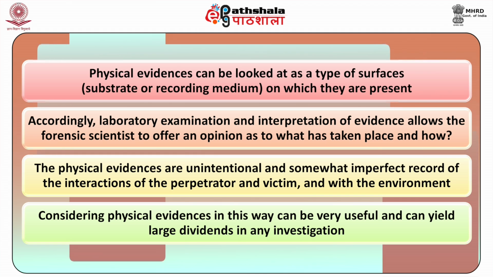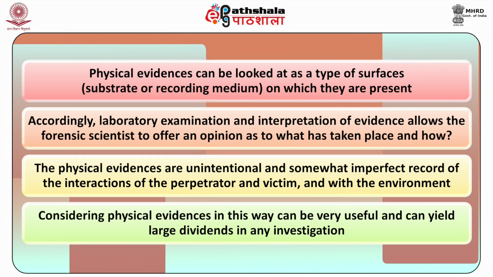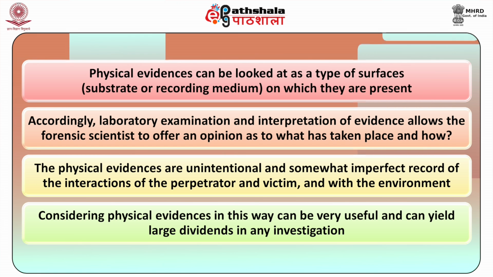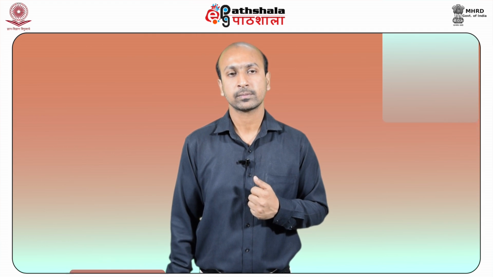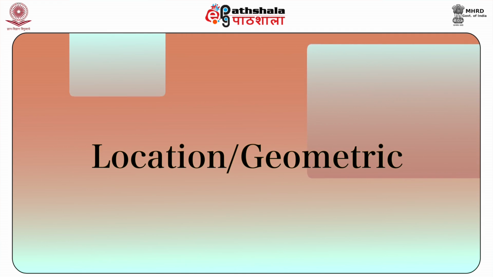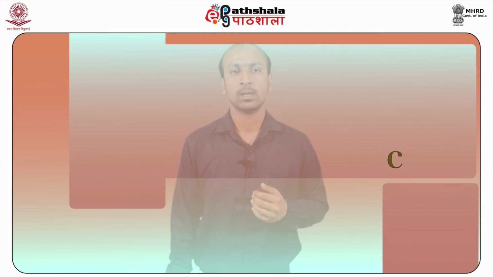Considering physical evidence in this way can be very useful and can yield large dividends in any investigation. Within these general schemes, various subclasses of evidence can be distinguished and their applications can be used in crime investigations. In this, the location or the geometric position, and the apparent movement or disturbance of various objects, is observed, documented and interpreted to reconstruct an event.